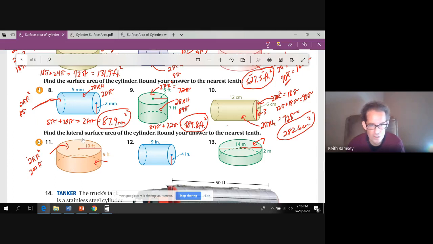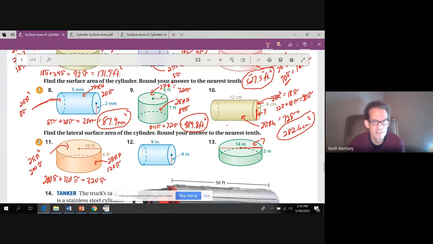This is the part that curves around a cylinder. And that formula is 2 times pi times the radius times the height. So I know that my radius is 10, so 10 times 6 is 60, times 2 is 120. So that would simplify to 120 pi. Now I just add the two. Here's 200 pi plus 120 pi equals 320 times pi.